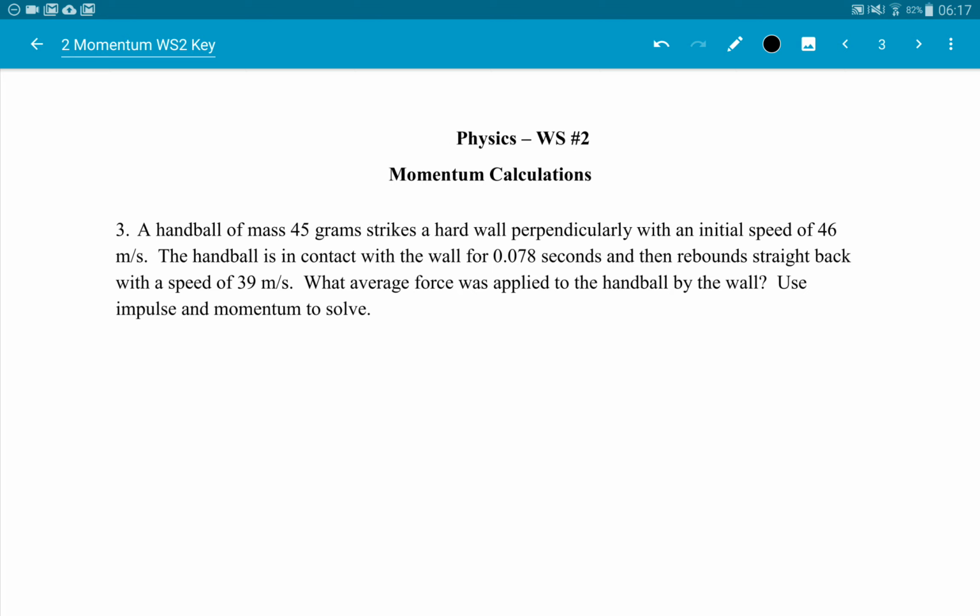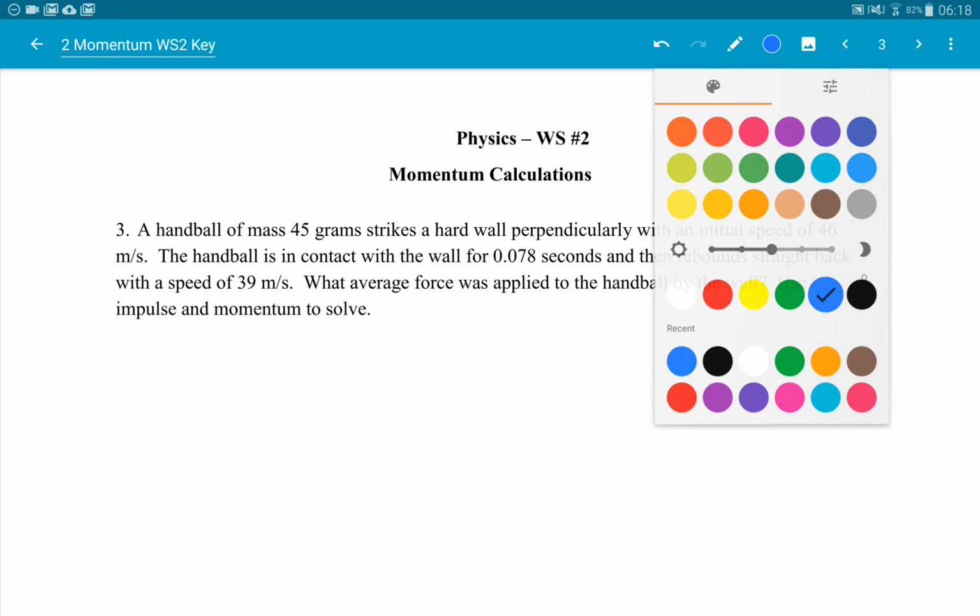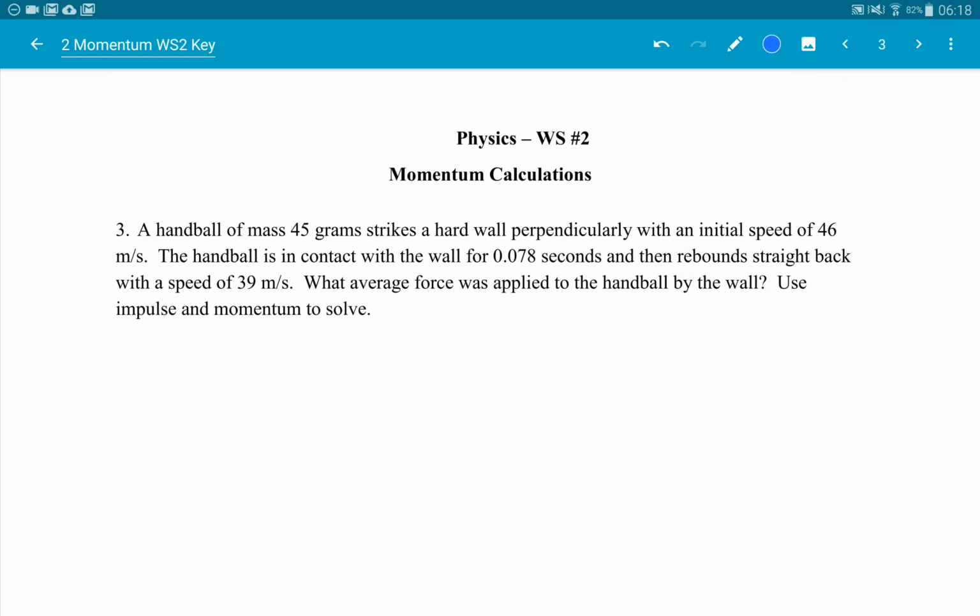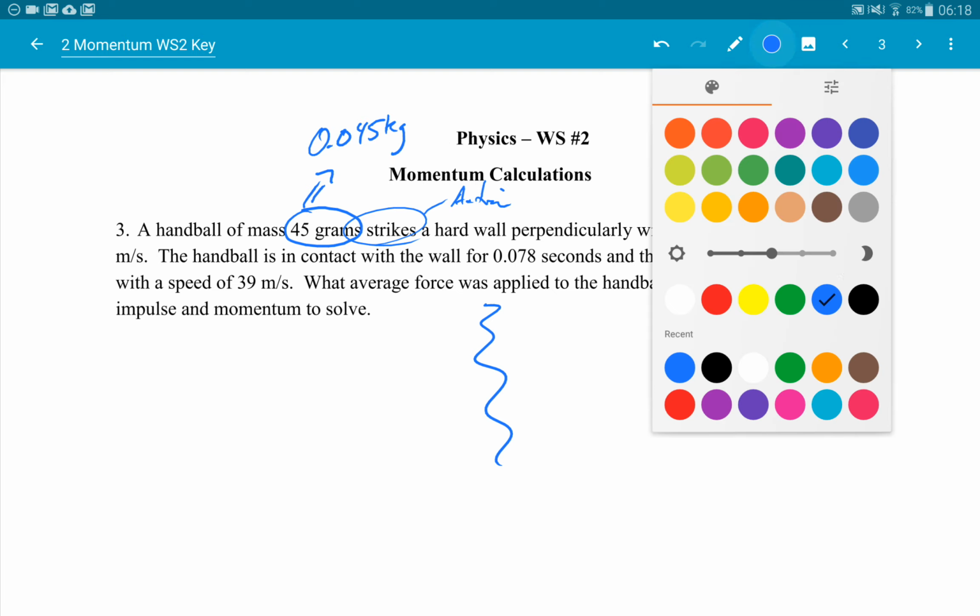All right, first we're going to draw two pictures here. I'll define my action here. It is striking this hard wall perpendicular here. And so we are looking both before and after this action. I also make some other notes to myself. The 45 grams, I go, hey, that's not in SI units. I immediately convert that to kilograms, so I divide by 1,000, and so we get 0.045 kilograms. Okay, cool. The other ones are in SI units.